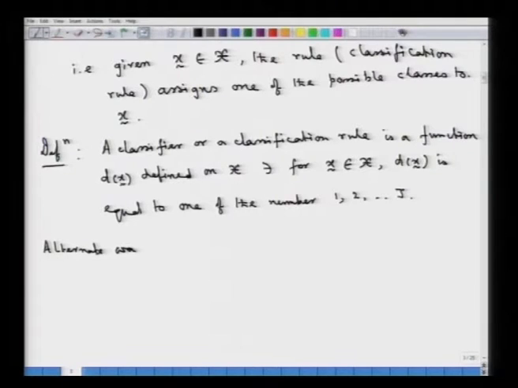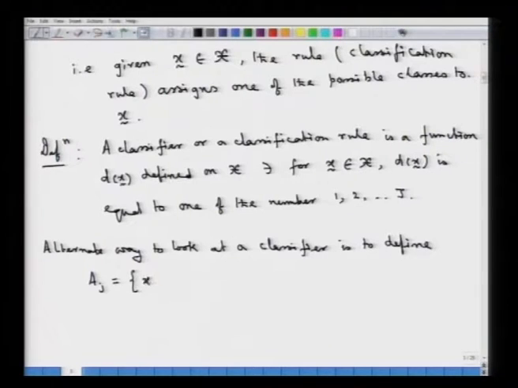So, an alternate way to look at a classifier is the following, is to define sets A_j such that A_j is the set of all such x vectors such that d(x) assigns the number j to that particular set, to all the x's belonging to that set. Here this j belongs to the set of numbers 1 up to J. So, this is where we are looking at partitioning the entire sample space script X into its possible partitions, wherein A_j denotes the set of all x's for which d assigns the same value, small j.